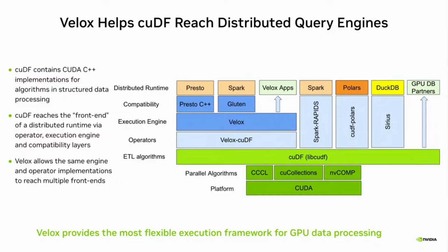But Velox has really changed that for us, because Velox gives us an execution engine where we can separate the execution needs from the compatibility needs and reach Spark and Presto with the same operator. We write the operator once in Velox cuDF. It ties into the algorithms that we've been developing over years in the cuDF library, and then we can tie it into any Velox app from there. So Velox has been a really great tool, and we're really pivoting our efforts in cuDF to focus on that part of the ecosystem.